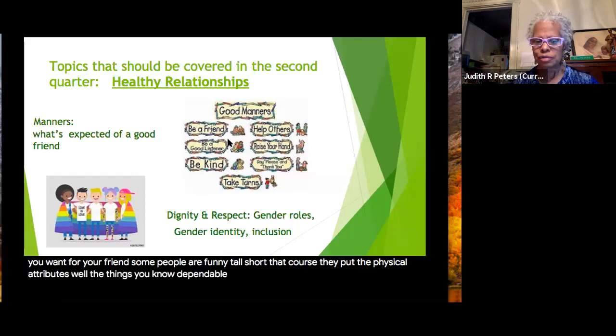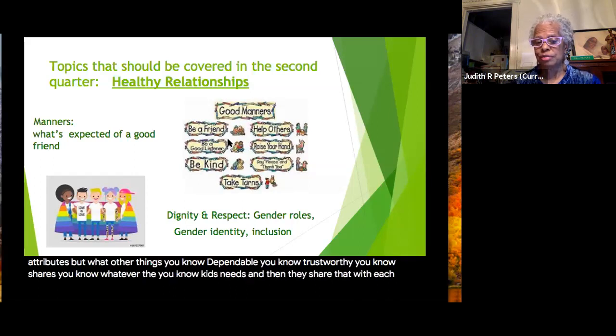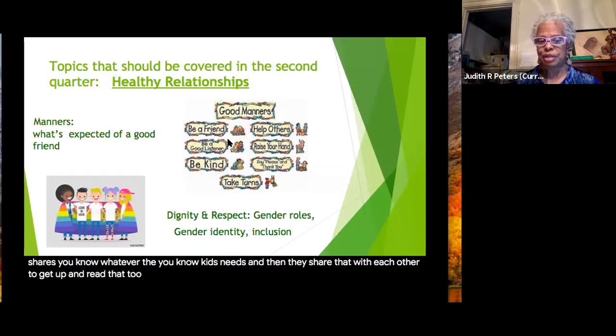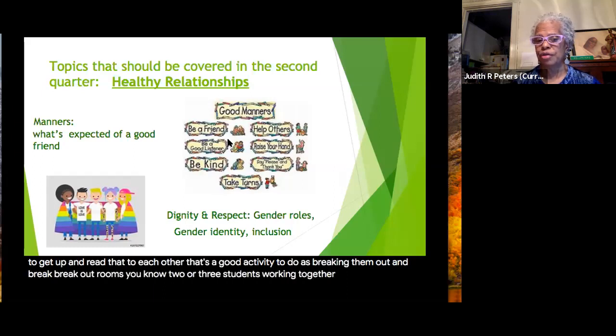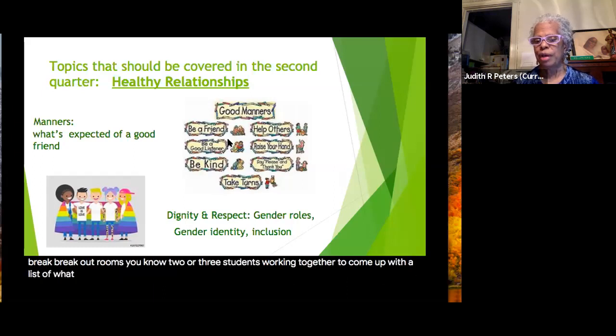Dependable, trustworthy, shares, whatever kids need. And then they share that with each other. They get up and read that to each other. That's a good activity to do, breaking them out in breakout rooms. Two or three students working together to come up with a list of what they would make. If they were writing an ad, friend wanted, these are the attributes I want my friends to have.